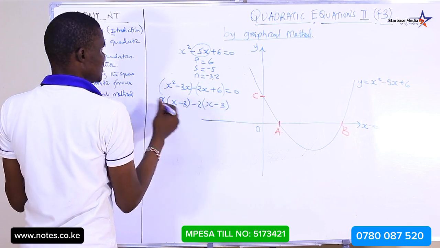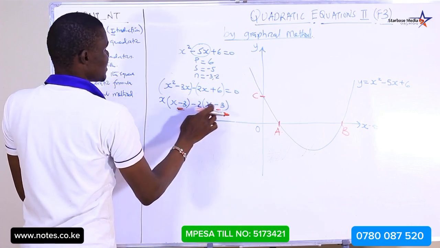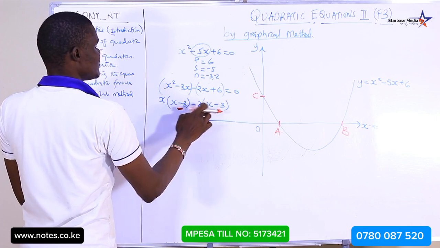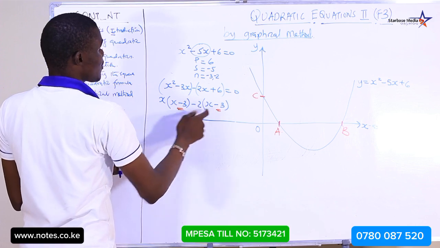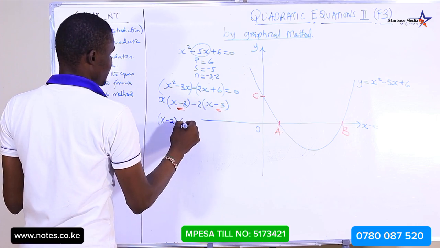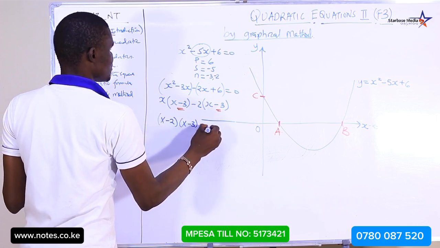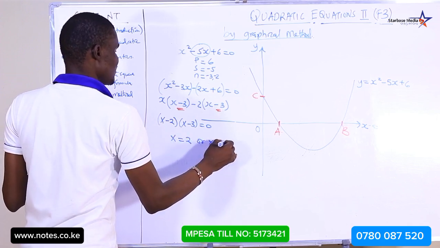You can see that hizi lazima zifanane. Why? Because hii ukimultiply na hii itakupea hii. Negative times negative is positive. Hizi zisipofanana kwa bracket yako, you are going to hell. X minus 2, x minus 3 is equals to 0. So x is either 2 or x is 3.